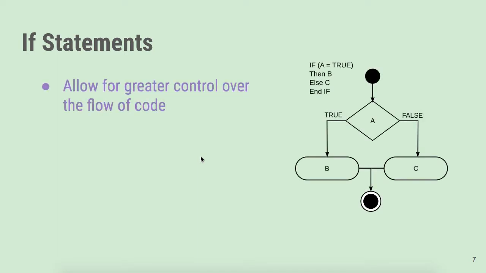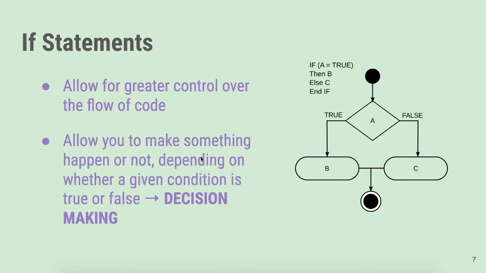Another new command or set of commands that we're going to talk about are if statements. So this is where decision making comes in. So if statements within a computer program allow for greater control over the flow of code, and allow you to make something happen or not, depending on whether a given condition is true or false. So this is decision making.